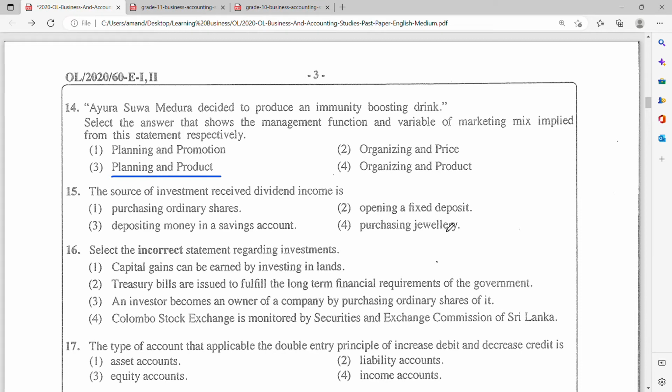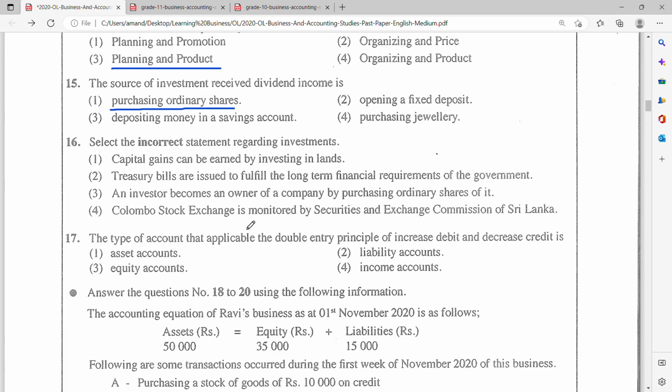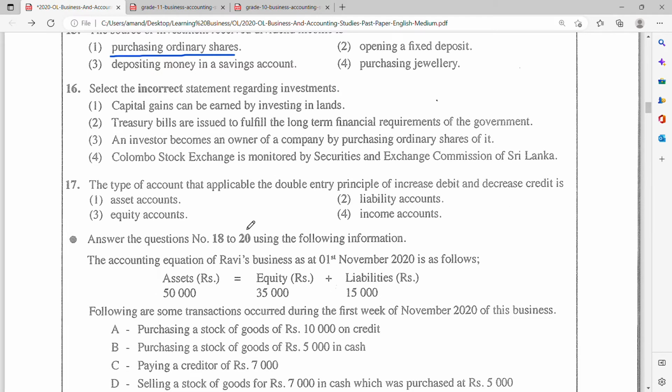But in these 4 answers, only through buying ordinary shares can you earn dividend income. So the source of investment through which you would have received dividend income is purchasing ordinary shares. Select the incorrect statement regarding investments.